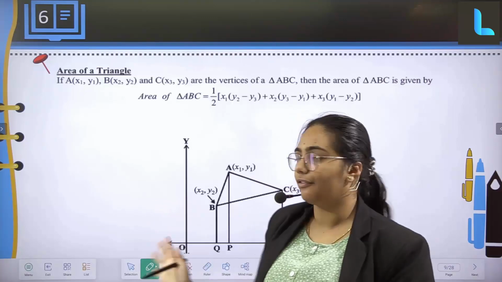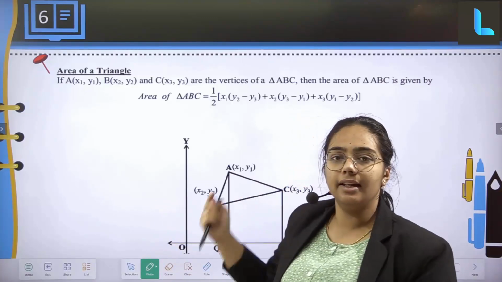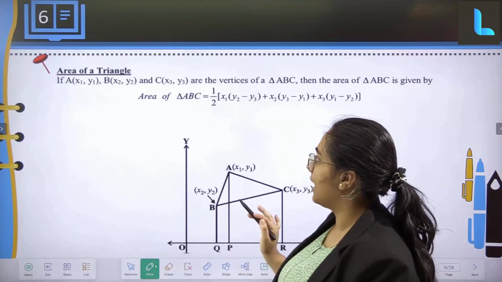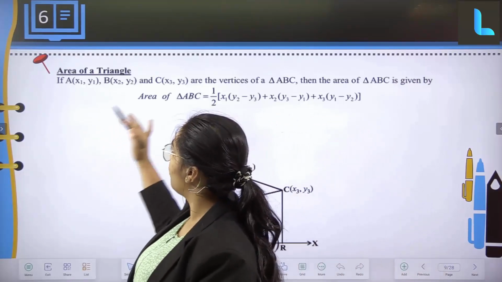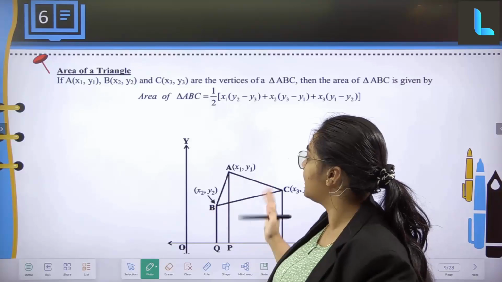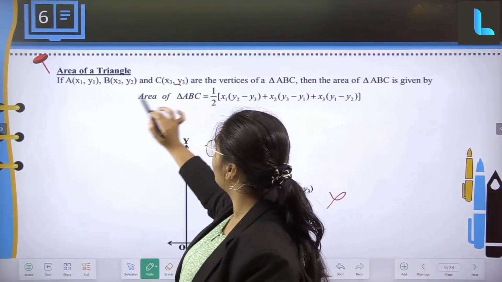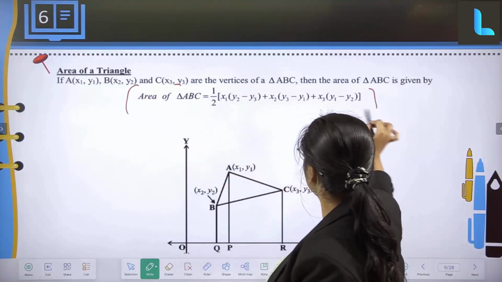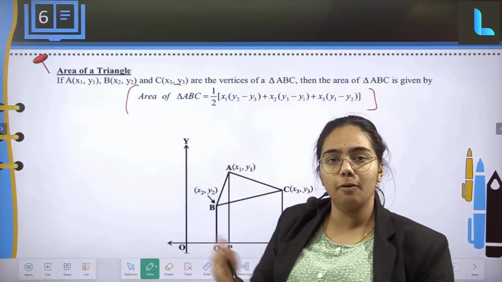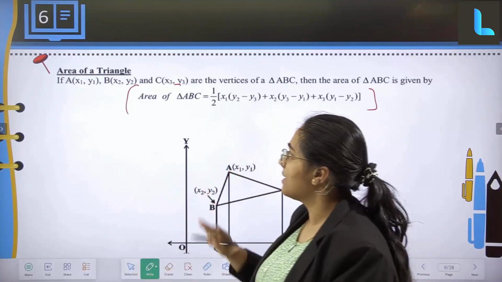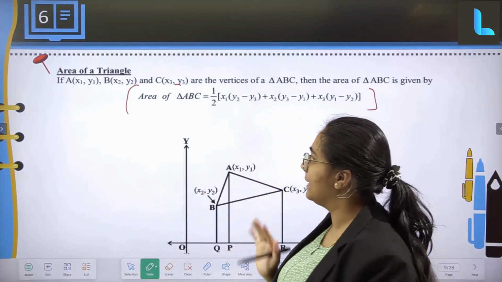Next comes the area of a triangle, and this is something where usually 1 or 2 questions will be there in your exams. First and foremost, understanding the derivation of the formula is not necessary for us. We will only learn how to write the formula, because how to derive the formula we have completed in our actual classes. Since this is just revision, we'll just quickly run through.